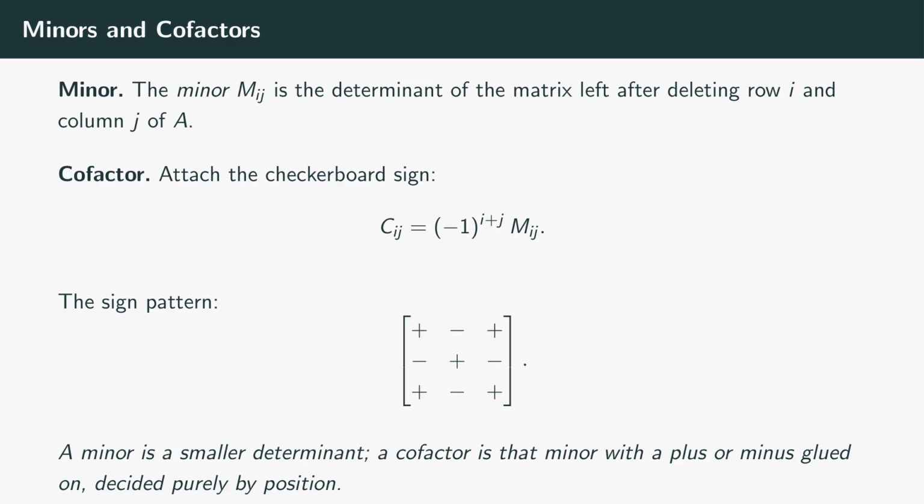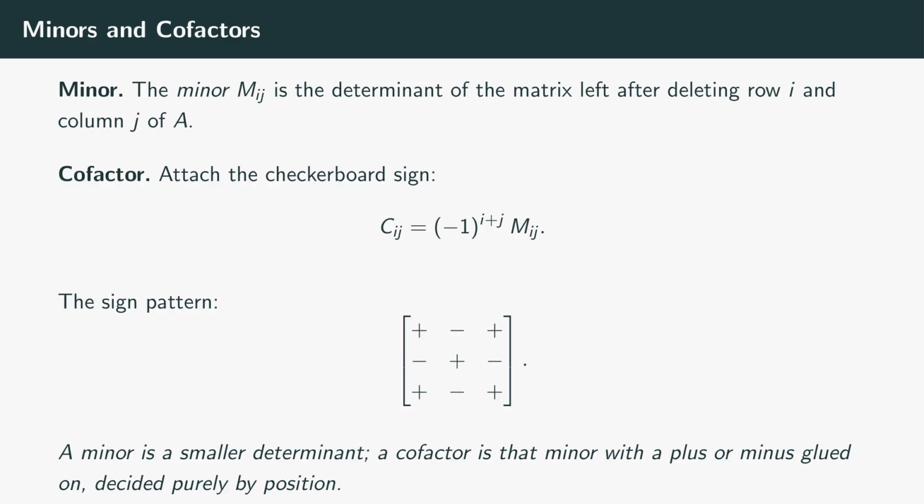With one twist, you attach a sign. The cofactor c sub ij equals (-1) to the power i plus j times the minor. That sign follows a checkerboard pattern. Plus in the top left corner, then alternating plus, minus, plus as you step in any direction. So for a 3x3 matrix, the signs read plus, minus, plus across the top row, minus, plus, minus across the middle, and plus, minus, plus across the bottom.